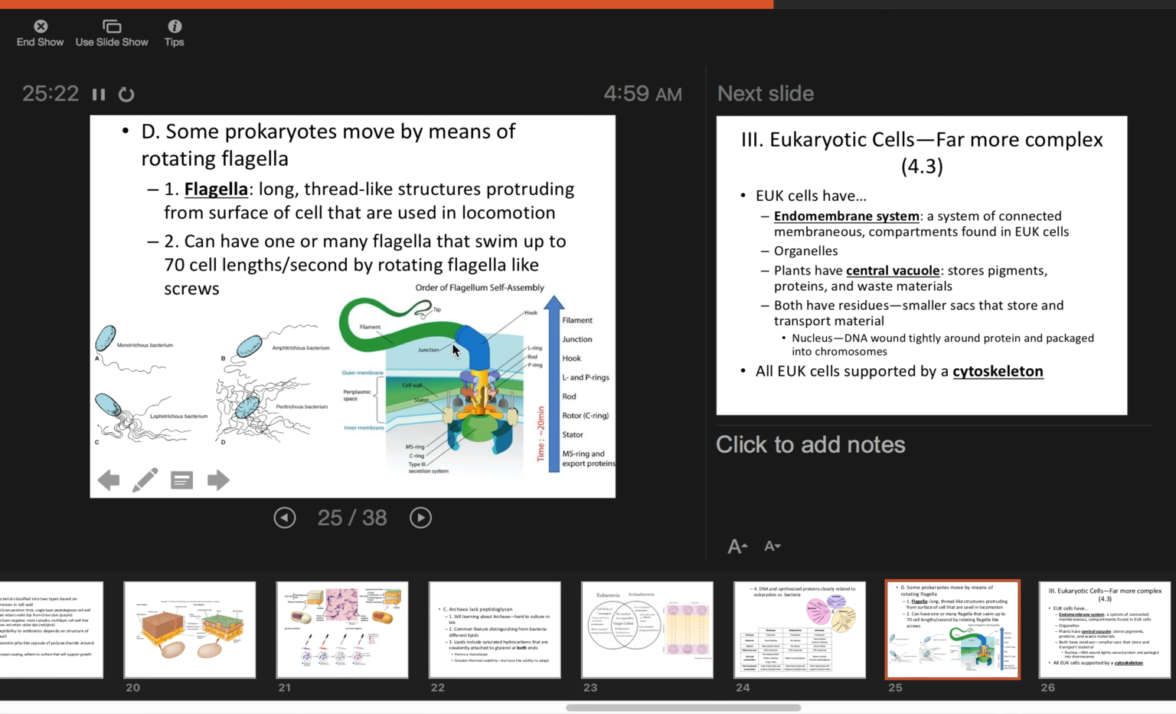We're going to come back to flagella because some eukaryotic cells can also have flagella, but the structure of their flagella is a little bit different. So that's another difference that prokaryotes have with eukaryotes.